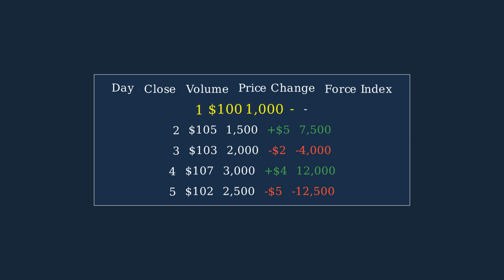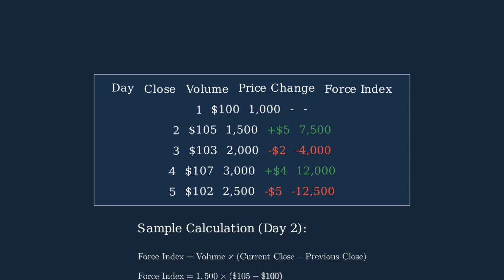For day 2, the closing price is $105, volume is $1,500, and the previous day's close was $100. The price change is positive $5. To calculate the Force Index, we multiply the volume of $1,500 by the price change of $5, giving us a Force Index of positive 7,500.